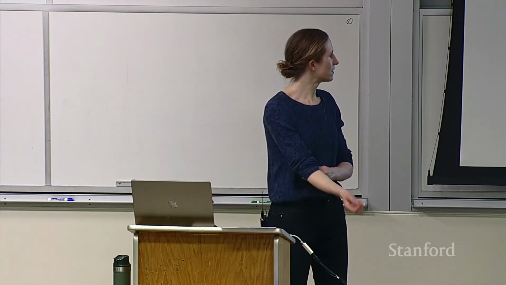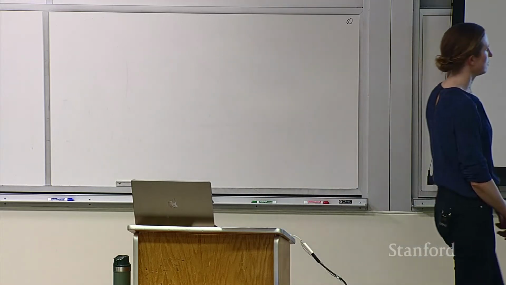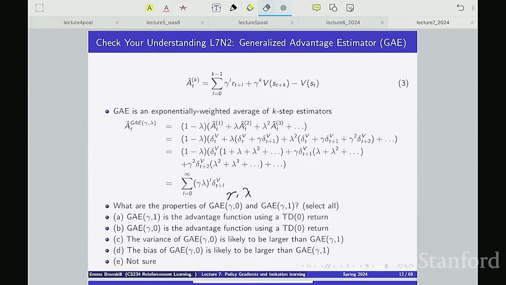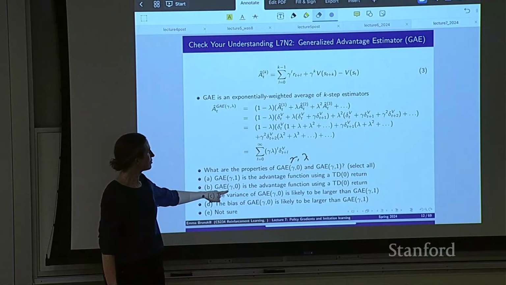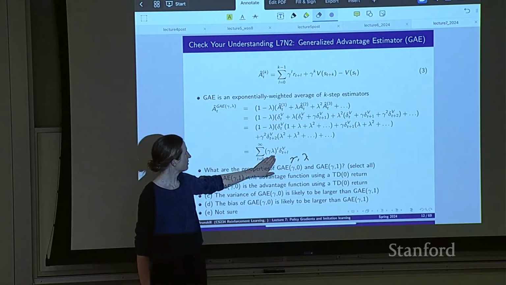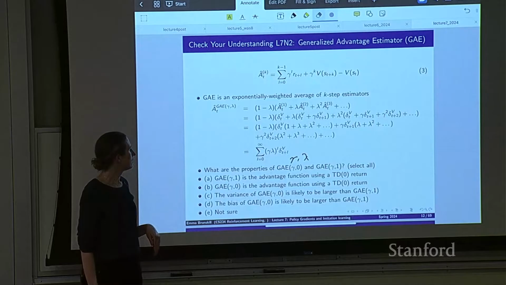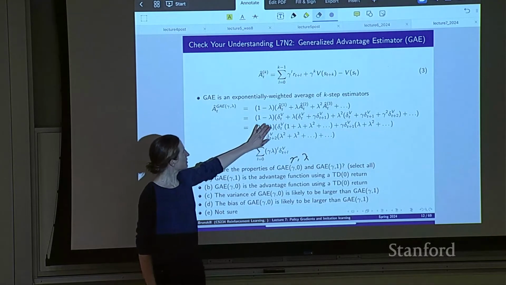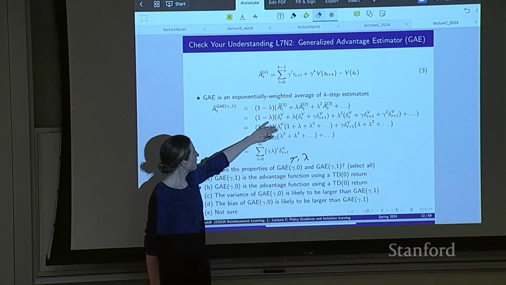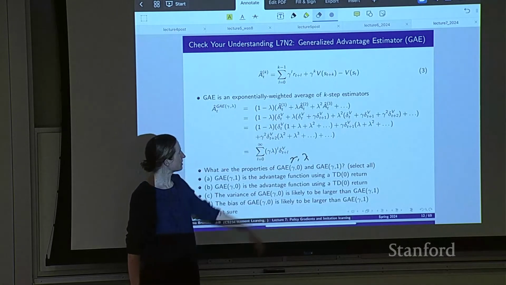Is GAE with lambda zero even defined? Yeah, because in the first term there will be 0 to the 0. 0 to the 0. It shouldn't be to the x, but oh, you mean here? In that case, you would just plug 0 in up here. Okay, and then that would disappear and you would just get this.